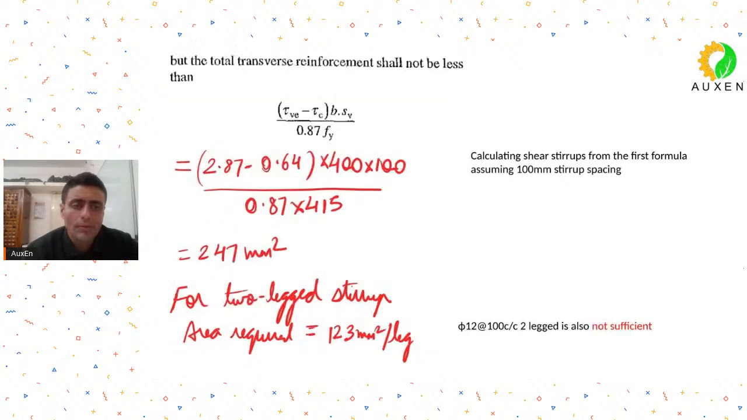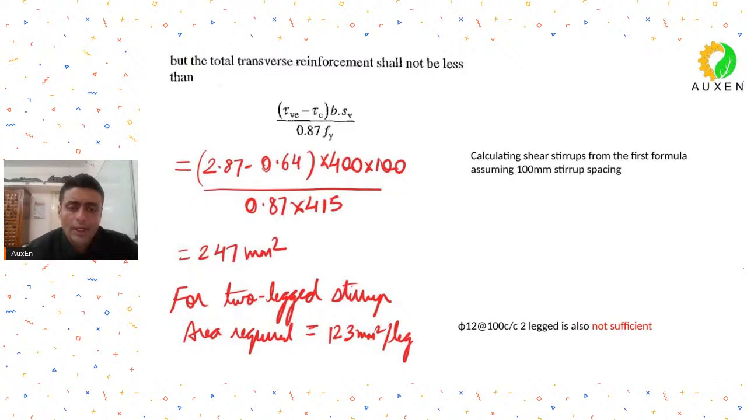But now when I use this second formula, that the total transverse reinforcement shall not be less than, you will notice that if I have to maintain a two-legged stirrup arrangement, my area required is 123 mm square per leg. So even a 12 dia 100 center to center two-legged bar is not sufficient. Are you getting this point? Even that is not sufficient. We are having a shortfall of around 10 mm square per leg. So you may have to either go for a 75 mm center to center spacing, or you may have to go for a 16 dia bar, or you may have to live with a shortfall in your reinforcement requirement.